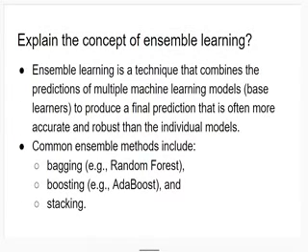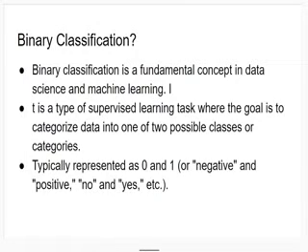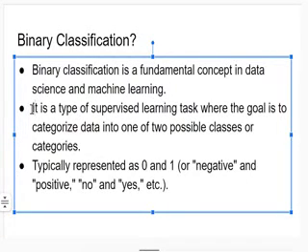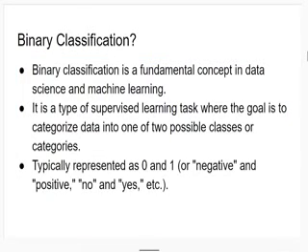Okay, the next question: binary classification. Binary classification is a very fundamental concept in machine learning. It is used both in data science and machine learning, and it is a type of supervised learning where the goal is to categorize the data into one of two possible classes or categories. So the outcome is either 0 or 1, or yes or no in descriptive terms. And that's how you classify the data.